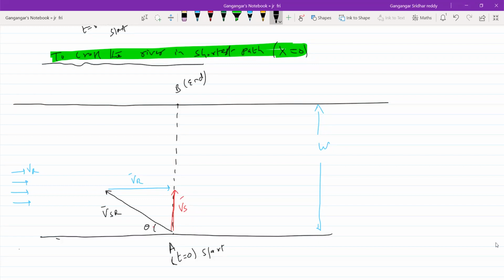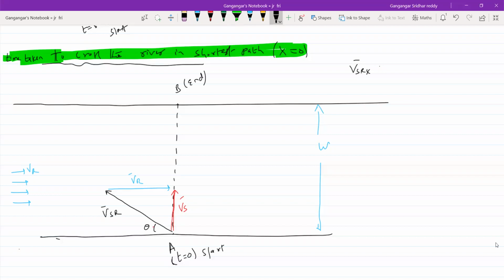Now time taken to cross the river in shortest path, how to calculate? We will determine time taken. So here, what is the basic condition? What is the expression for drift? Drift will be 0, no? So from that, shall we write like this? What should be 0? VSX must be 0. Will I agree with this? So I'll start like this here.